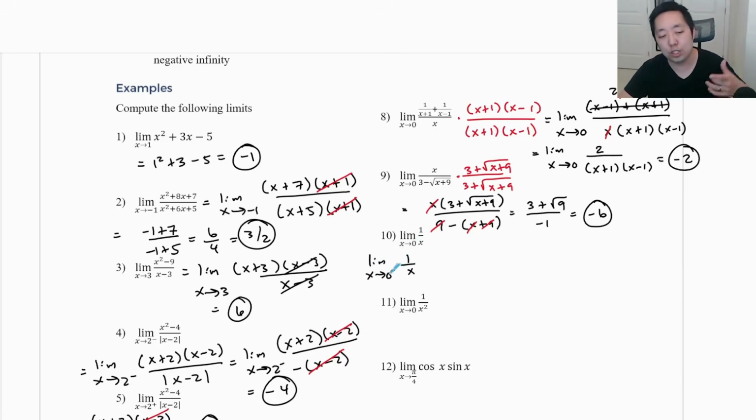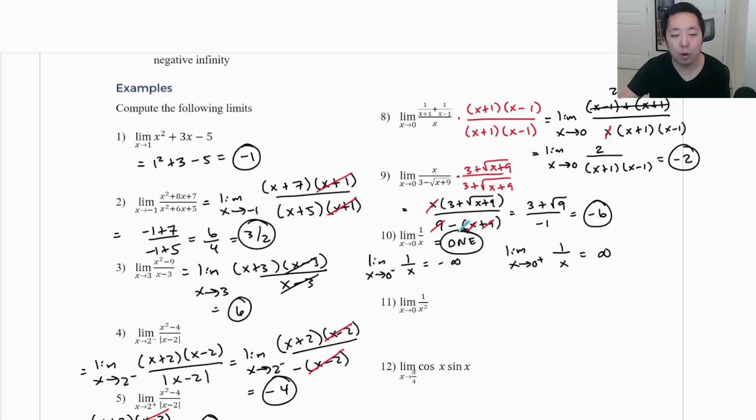If I approach 0 from the left, it's a tiny negative number. It's like negative 0.01. And so 1 divided by a tiny negative number is going to be negative infinity. Whereas from the right, I'm going to do 1 over a tiny positive number, and that's going to be a giant number, or positive infinity. So because they mismatch from the left and the right, we say this does not exist.